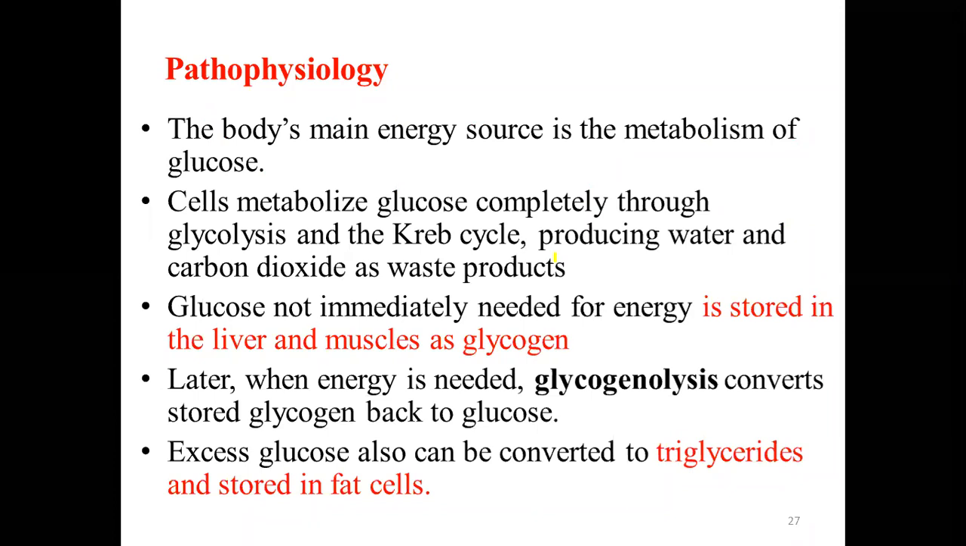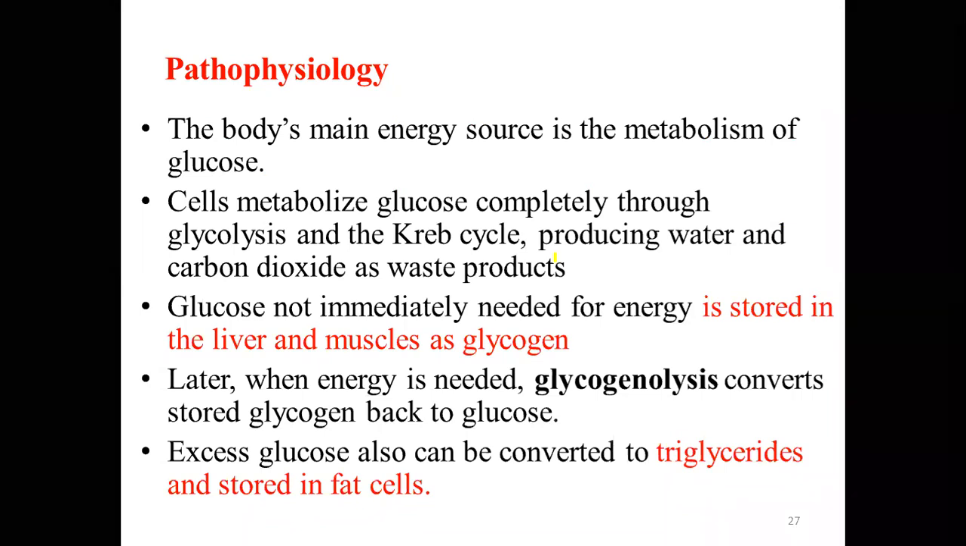So when you look at the pathophysiology of DM, there is not much information we are going to discuss under this section because I mentioned it several times. The body's main energy source is the metabolism of glucose. I think you have covered it in detail, I'm expecting, in the biochemistry part: the Krebs cycle, glycolysis, and the rest. Those are very important areas you are supposed to read even for the stage one exam in PPB.